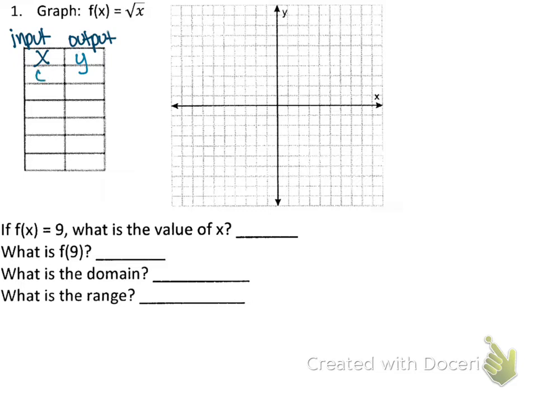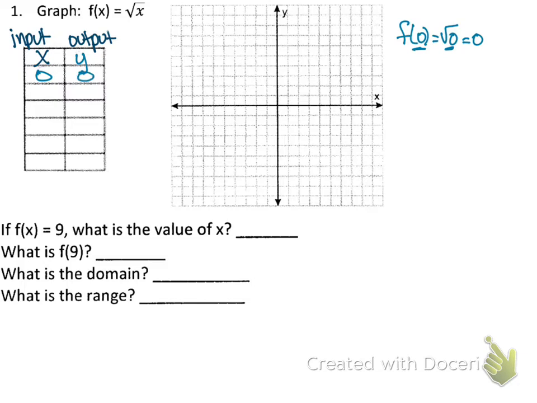First, let's choose 0, always my favorite. That means we're going to put 0 wherever there's an x. I'm going to write my work over here. So I've got f of 0 equals the square root of 0. We know the square root of 0 equals 0. So when we put a 0 in for x, our output is a 0. We put that into the table.